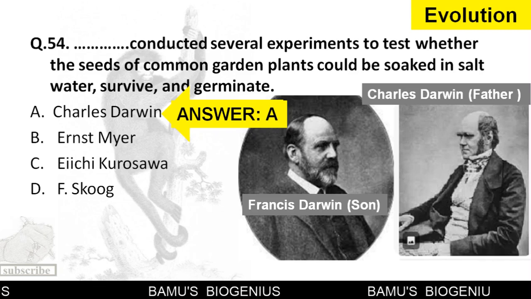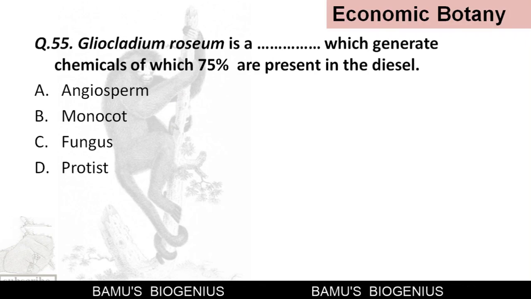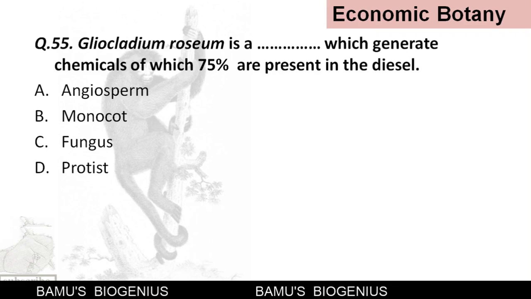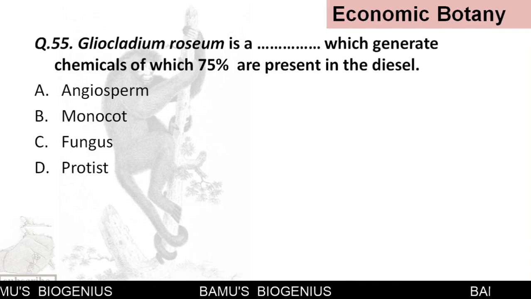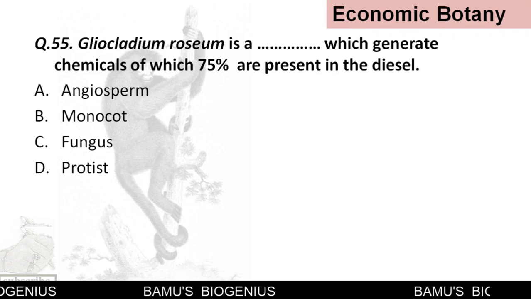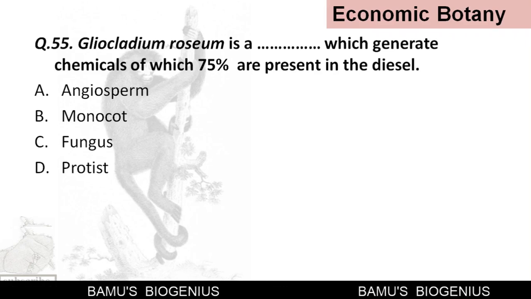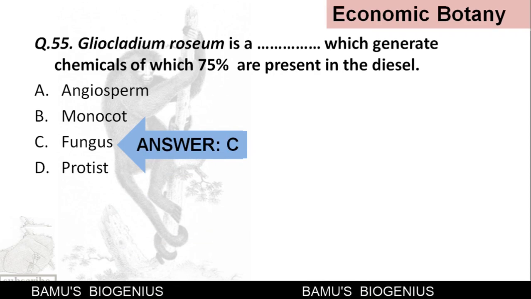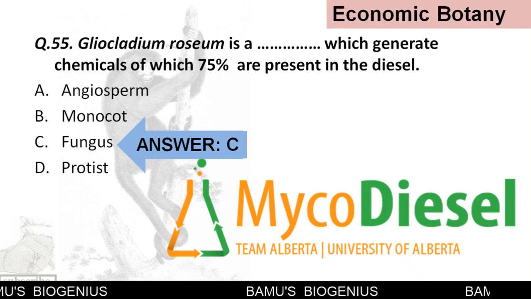Then question number 55, Gliocladium roseum is a dash which generates chemicals of which 75% are present in diesel. So Gliocladium roseum is A. Angiosperm, B. Monocot, C. Fungus, or D. Protist. So this question is from economic botany, and the answer to this question is it is a fungus. So that's why it is also called a mycodiesel. So this was question number 55.